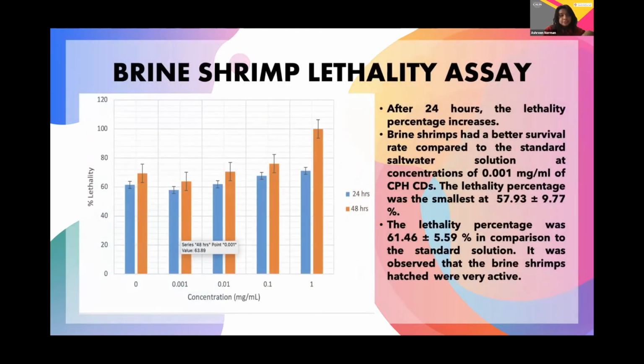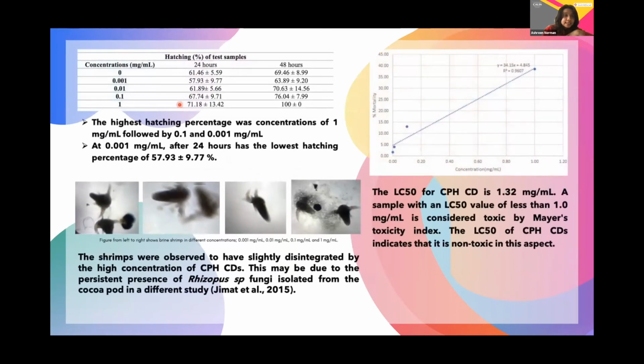Okay, so for the brine shrimp lethality assay at 0.001 milligram per ml, it shows that the brine shrimp survive better than the control solution, which is just the salt solution. They were very active and happy. However, at 1 milligram per ml of the nanoparticles, there was a high percentage of lethality. Over here shows the hatching assay.